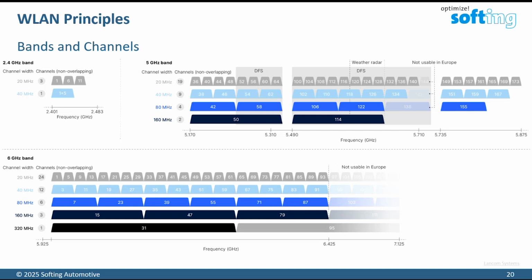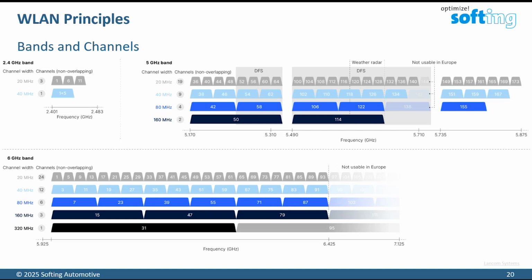In the 6 gigahertz band, the maximum channel size is 320 megahertz, which offers you a transmission rate of 23 gigabit per second. You also have the possibility to combine 2 channels and run them in parallel, but this is not possible in the EU since you can't use two 320 megahertz channels.